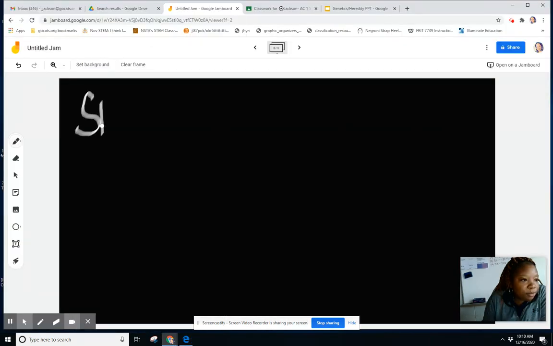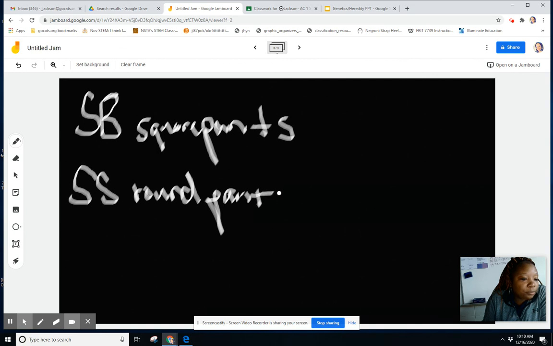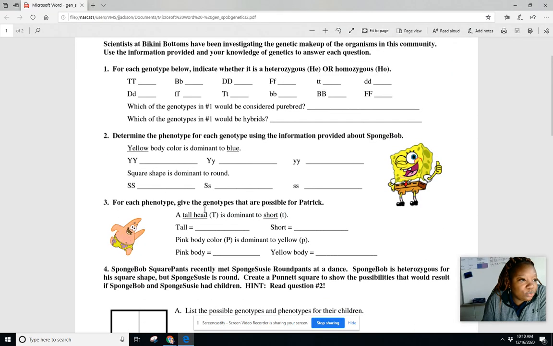All right, so we got 2 parents, SpongeBob SquarePants and Sponge Susie Roundpants, okay? All right, so we're trying to figure out the genotype for each one of these individuals. And it says, read question 2.